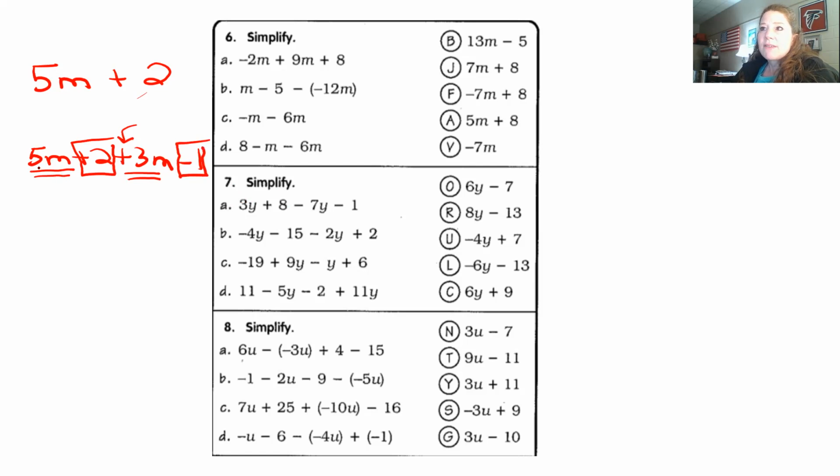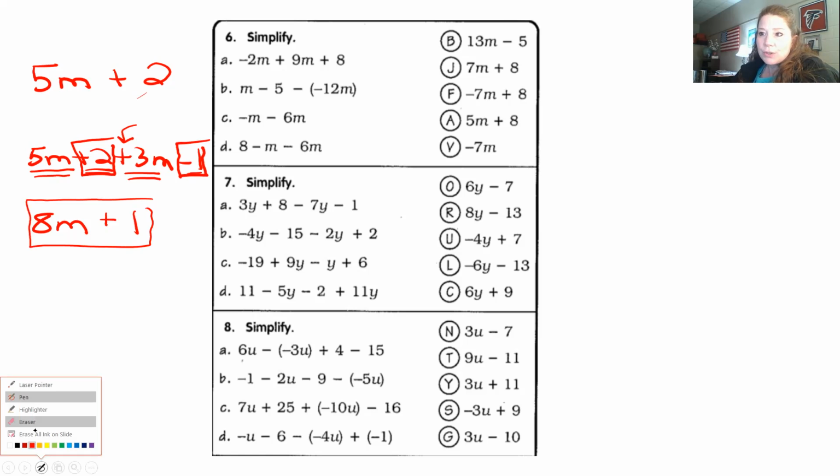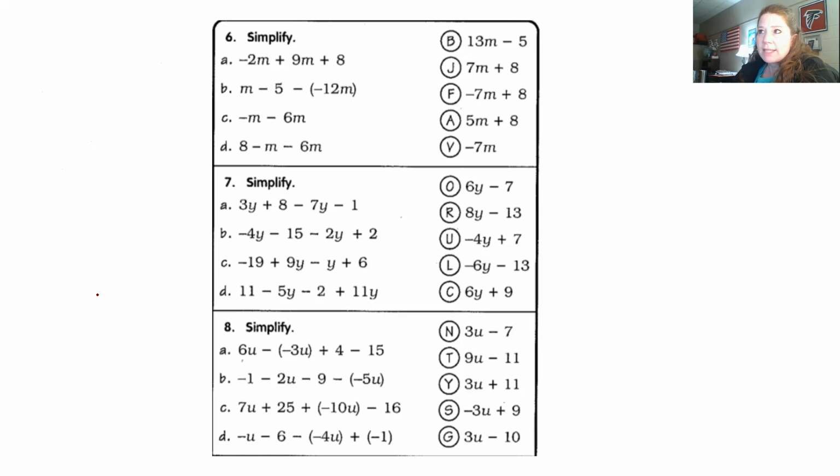So I can combine 5m plus 3m. If I have 5 M&Ms and got 3 more M&Ms, I'd have 8 M&Ms. And then I could combine 2 plus a negative 1, which is positive 1. We have to remember our integer rules, okay? So we can add and subtract like terms, but we cannot add and subtract unlike terms.